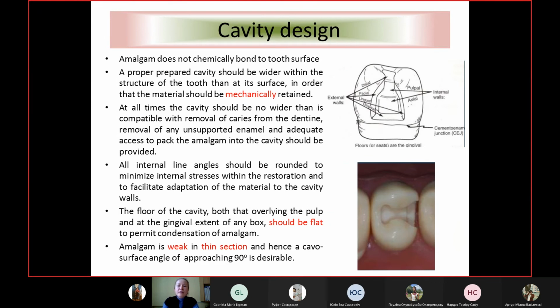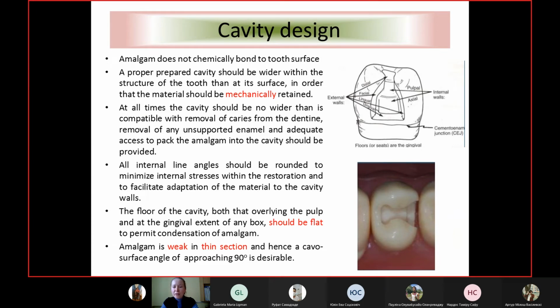Cavity design. Actually, cavity design is similar to that of Black. Should be straight walls, floor should be straight, similar box shape. Design is given, but it is necessary to keep in mind that amalgam doesn't have any adhesion to dentine. That's why the only possible mechanism of interlocking is mechanical. That's why undercuts should be prepared inside the walls to keep the amalgam inside the caries cavity.